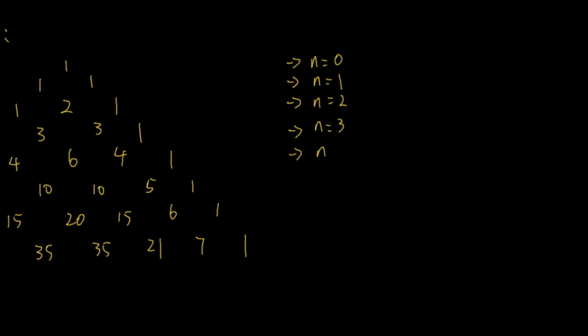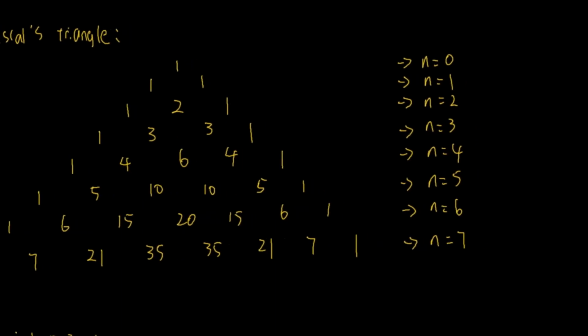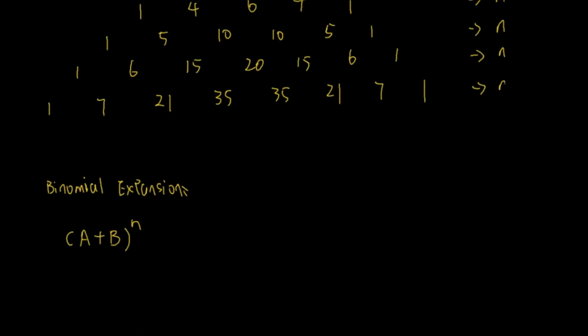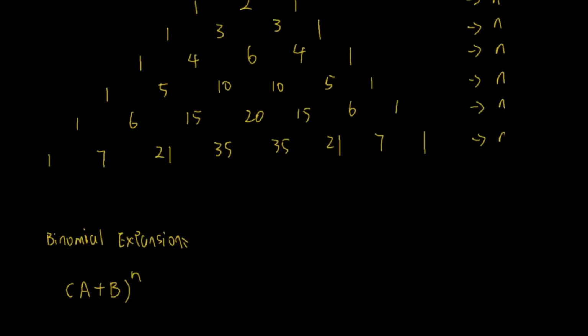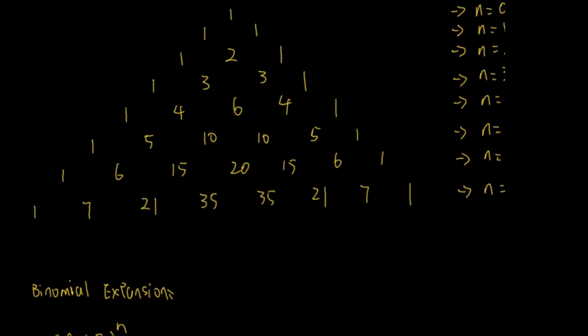And then the next row represents the power of 4. The next row represents the power of 5. The next row represents the power of 6. The next row represents the power of 7. And of course, like I said before, this triangle will continue down, and the next row will represent the power of 8, and the next row is the power of 9. Okay, so let's do an example. Let's use the power of 5 here. So we're going to use this row here.